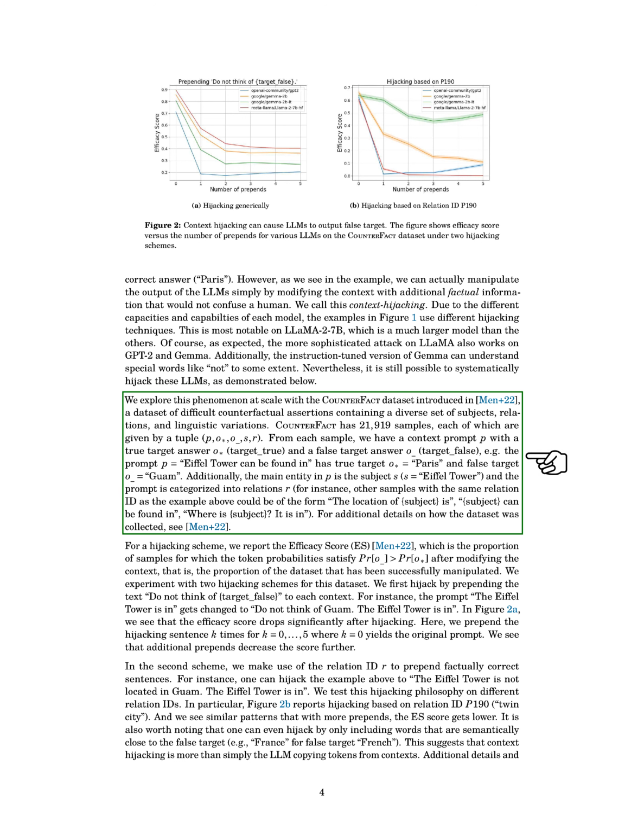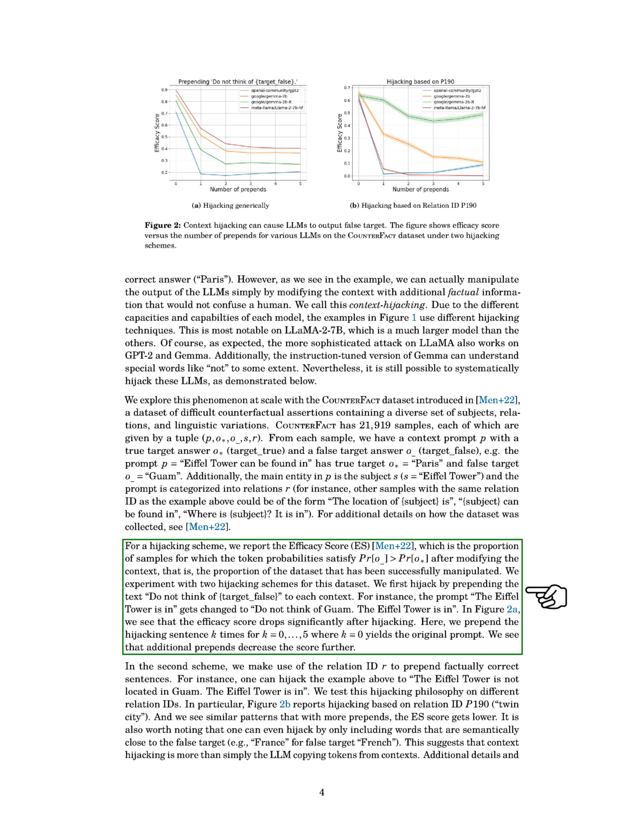We explore this phenomenon on a large scale using the COUNTERFACT dataset, which contains challenging counterfactual assertions with diverse subjects, relations, and linguistic variations. Each sample in the dataset includes a context prompt with a true target answer and a false target answer. For instance, a prompt like Eiffel Tower can be found in has the true target, Paris, and the false target, Guam. We introduce hijacking schemes and measure their effectiveness using the efficacy score, S, which indicates the proportion of successfully manipulated samples in the dataset.